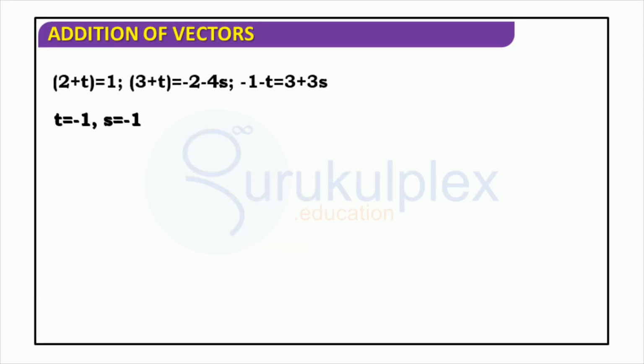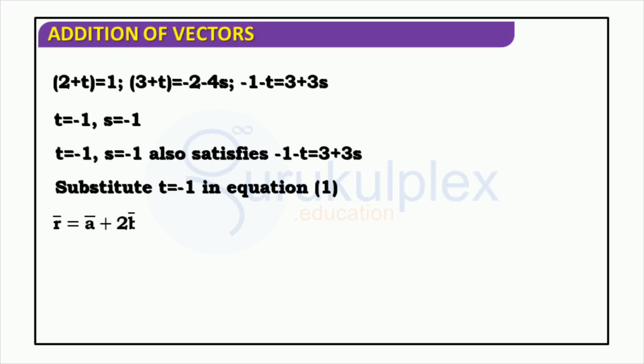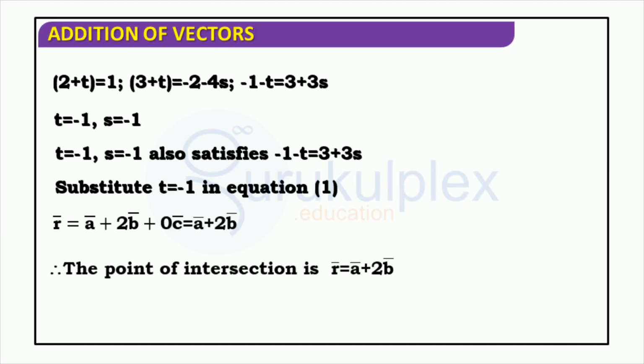From the equation in this slide, -t equals 3 plus 3s when t equals -1 and s equals -1. Substituting t equals -1 in the first equation gives 2 plus t equals 1. 3 plus t equals 2 minus 4s and -t equals 3 plus 3s, which leads to the conclusion that t equals -1, s equals -1.